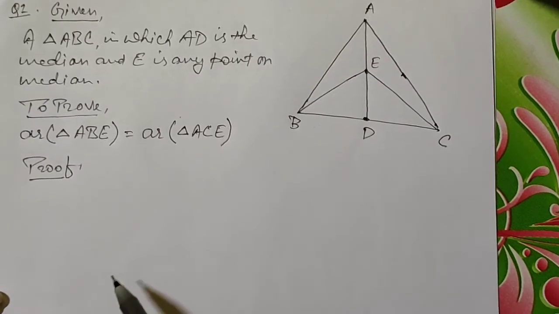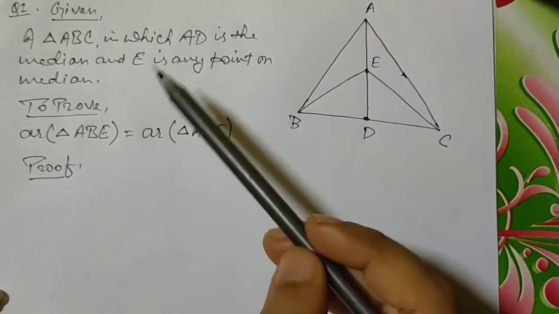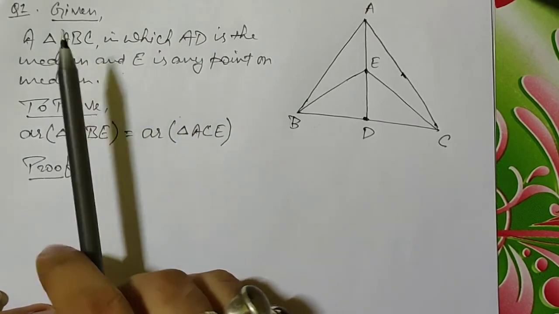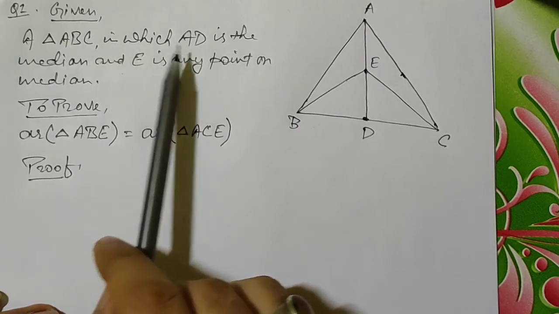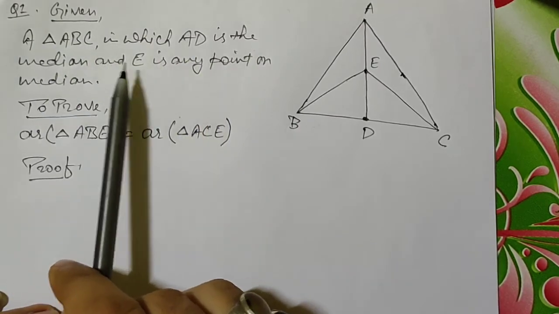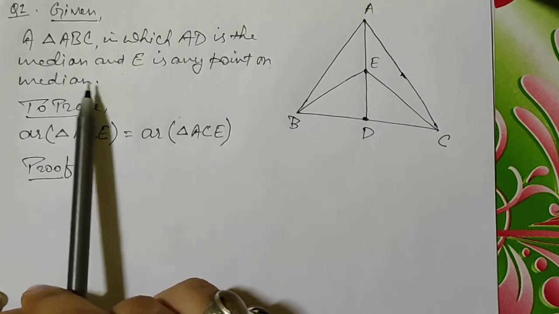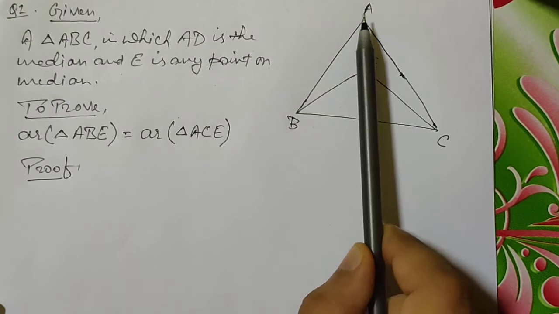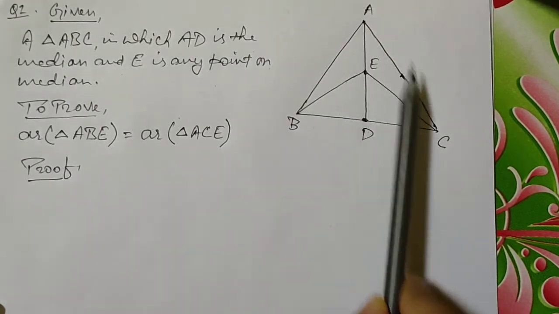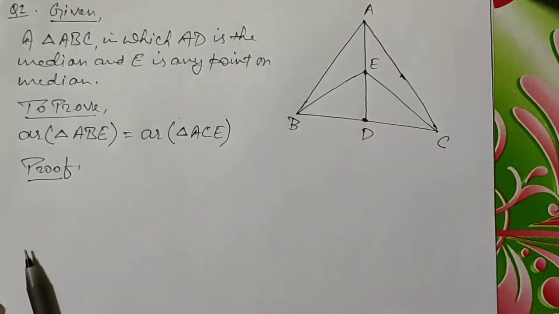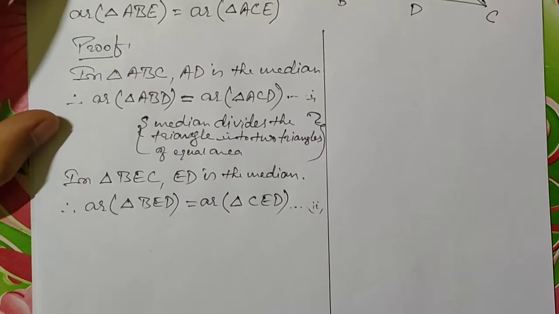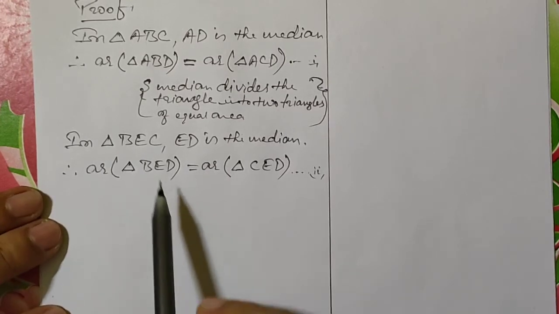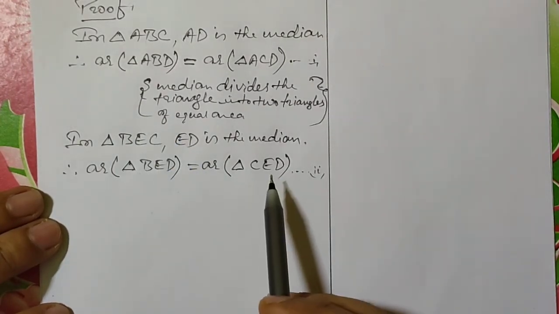Just to save some time, I had already written the given part and the to-prove part. What we had written in given: a triangle ABC in which AD is the median and E is any point on the median. Now what to prove? We need to prove that area of triangle ABE equals area of triangle ACE. Now let's start our proof. I had written two statements, let me discuss them with you first, and then we'll move on further.